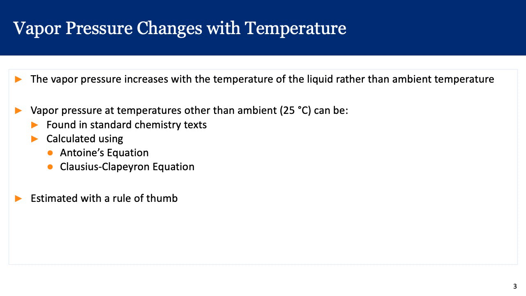You can look up a standard physical chemistry textbook, or you can use certain equations called Antoine's equation or the Clausius-Clapeyron equation. These are also going to be in an Excel spreadsheet that I will provide for the course materials. And the third way is to use a rule of thumb, which I'll talk about in a second.